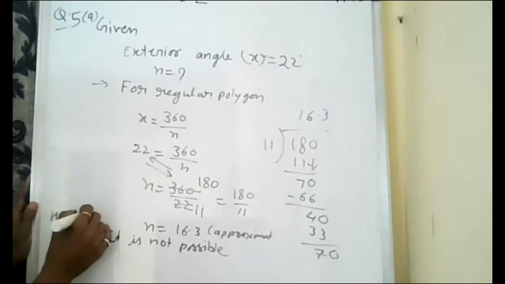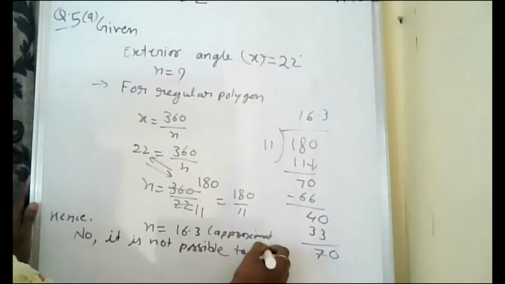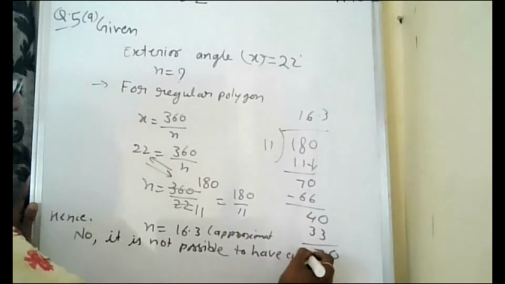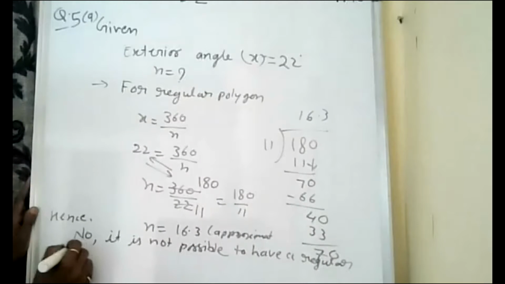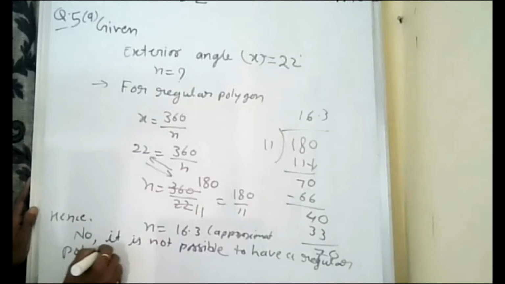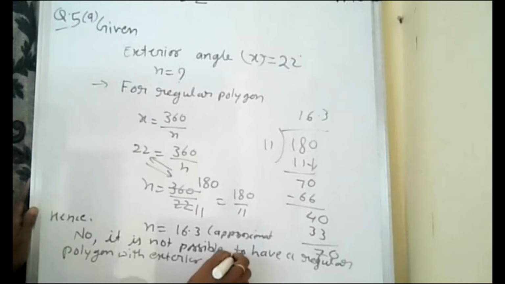Hence, no, it is not possible to have a regular polygon with exterior angle 22.